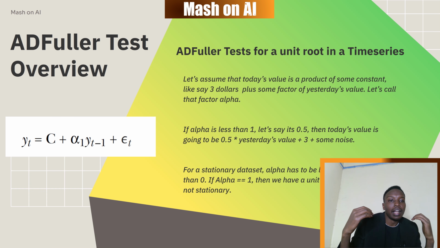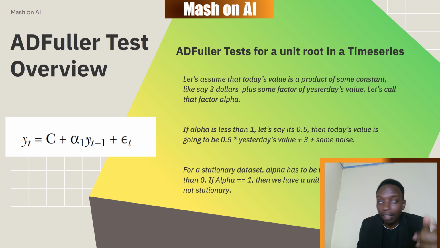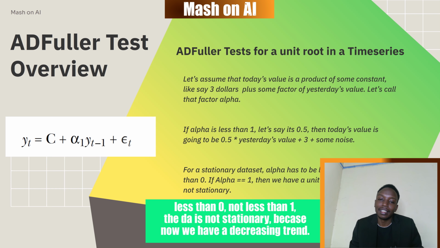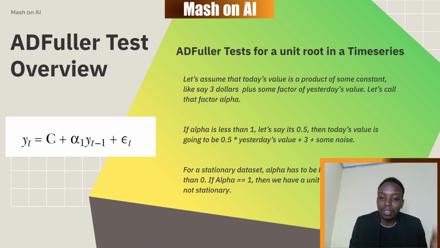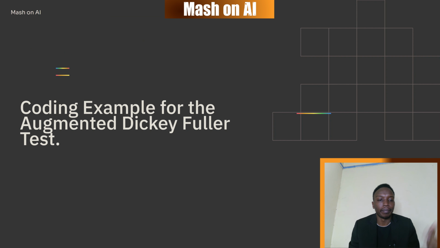So the Augmented Dickey-Fuller test just tests for a unit root. And a unit root is when the value of alpha, the weight of yesterday's value, is equal to 1 or greater than 1. If it's greater than 1, then the data is not stationary. If it's less than 1 but greater than 0, the data is stationary. If it's less than 0, the data is not stationary because now we have a decreasing trend. Okay, I know this is an abstract concept. When we get to the code, it's going to be much easier to understand. So yeah, let's go to the coding example.